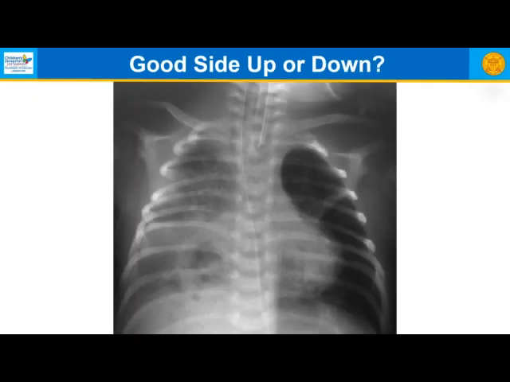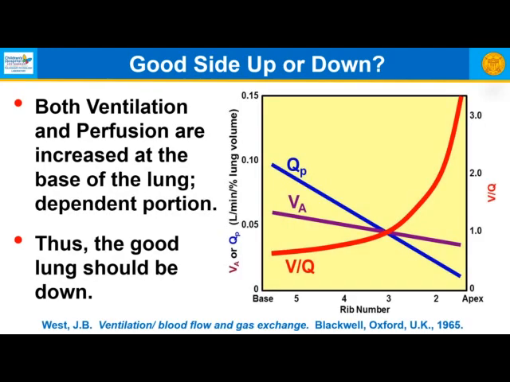If you've got somebody with non-uniform lung disease, let's say bad lung disease on one side of the chest and reasonably good on the other side, do you want to put that good side up or down? Looking at this graph, both ventilation and perfusion are increased at the base of the lung, the dependent portion. Thus, the good lung should be down.